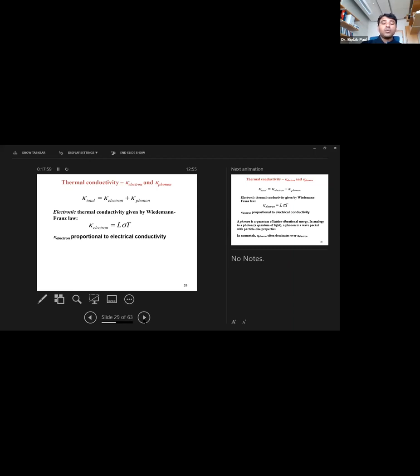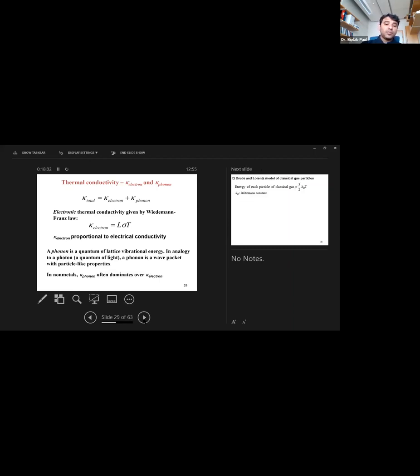So what about the phonon contribution to thermal conductivity? You know that a phonon is a quantum of lattice vibrational energy. It's in analogy to a photon, a quantum of light. In non-metals, phonon thermal conductivity often dominates over the electronic contribution. For example, in semiconductors, 75% of heat is mainly conducted by phonons, whereas in metals it is the reverse.